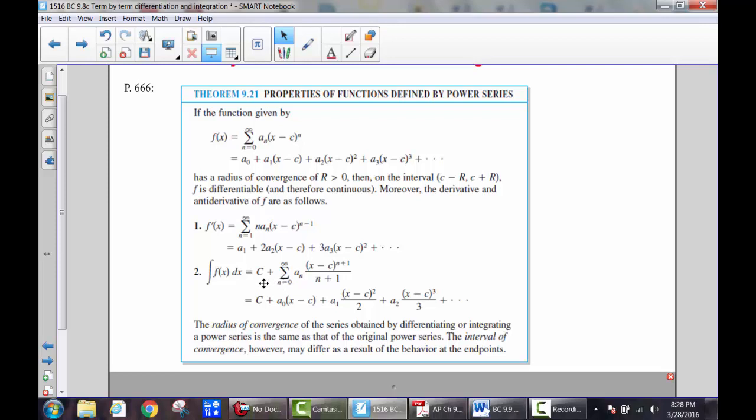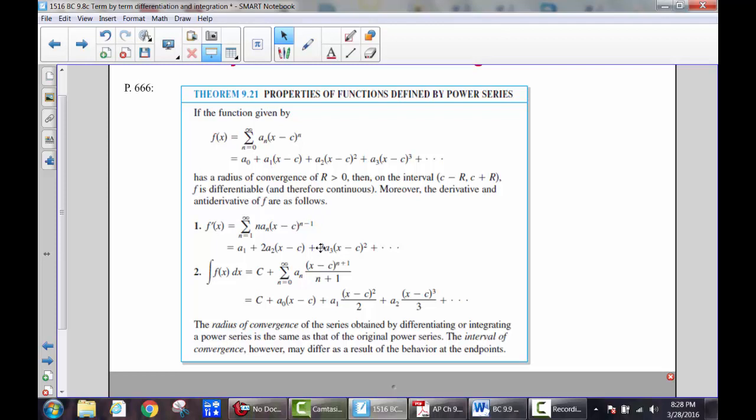Now, if I integrate term by term, apart from the plus c, you're going to integrate a_0 dx, which means you're going to have a_0 times x minus c. And of course, instead of x everywhere, it's x minus c, right?